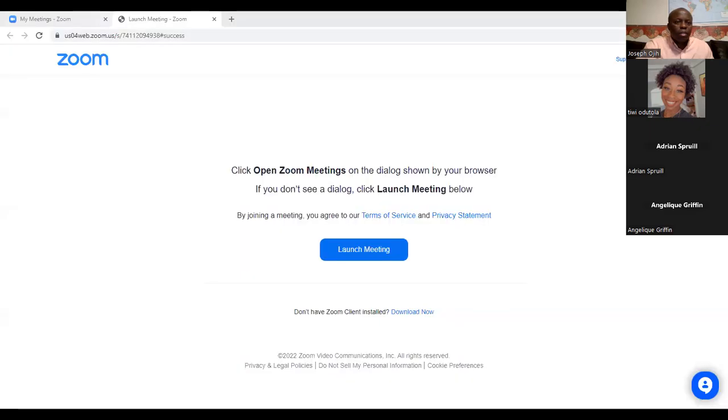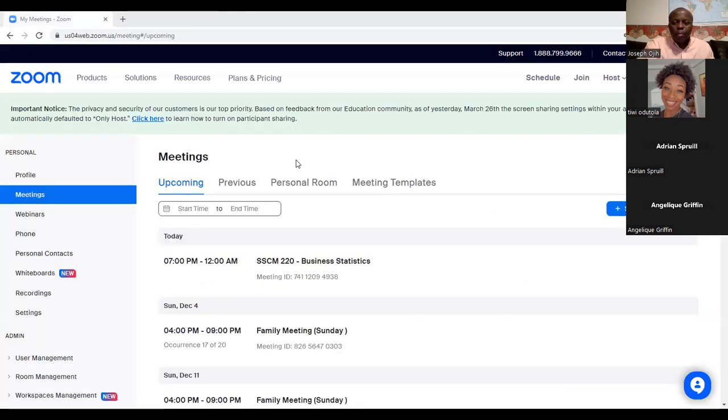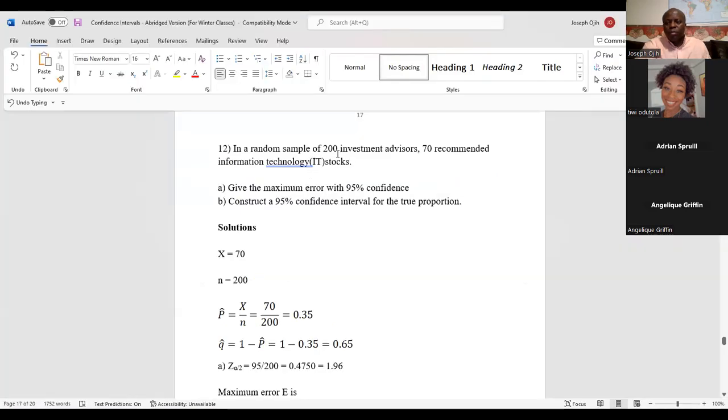So we are back. Let us round up. So the last example we did, as I explained before, oh, I need to close this page. Yeah, close it. Good. The last example we solved is on proportion. Remember, we are still in confidence interval for proportion.